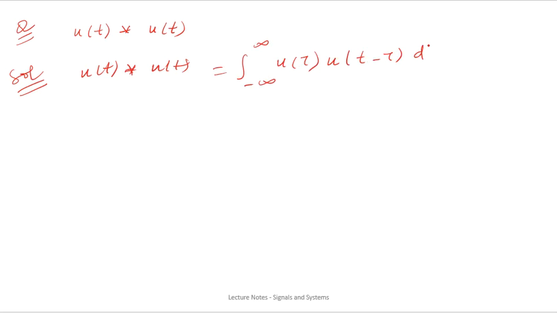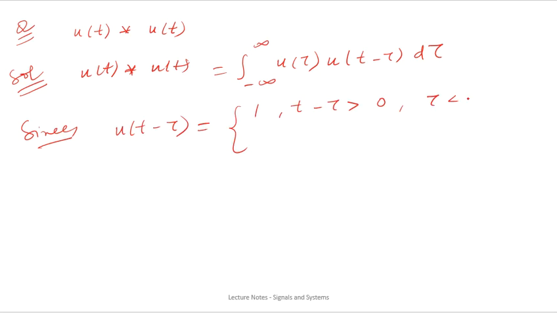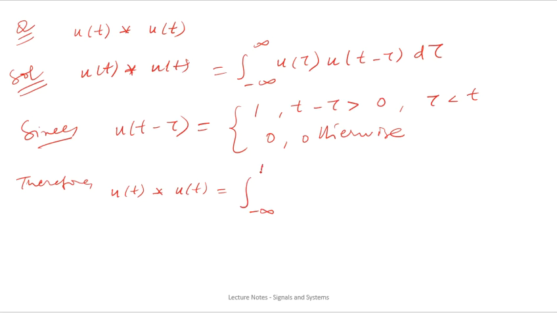Just write down the convolution integral for it. Since you know that u(t - tau) equals 1 for t - tau greater than 0, obviously this is from your previous knowledge of the unit step signal, and otherwise it is 0. Therefore we may write the convolution of these two as the integral from minus infinity to t of u(tau) d tau, because it is only defined up to this t. For all the other values it will be 0.